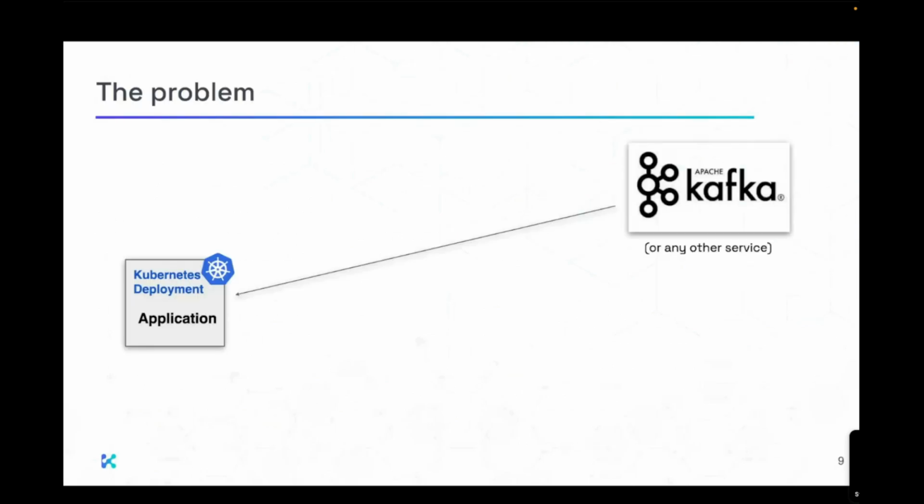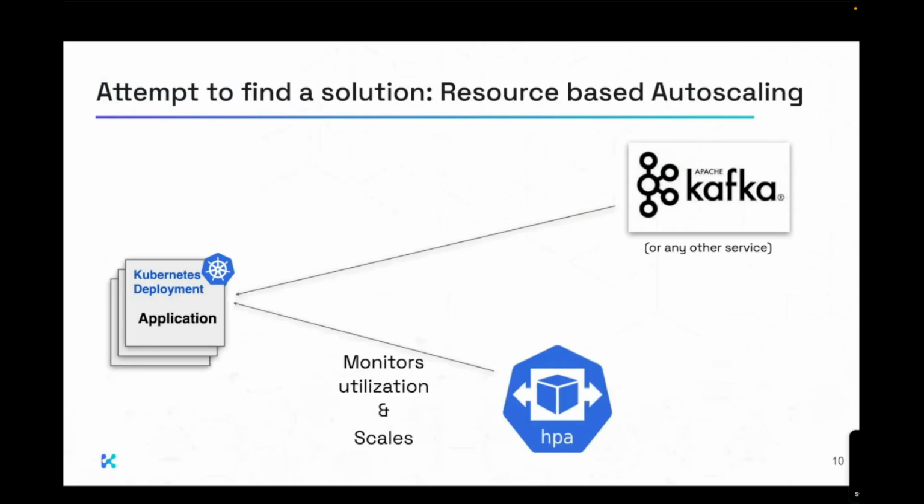All right, so the autoscaling problem. We have our Kubernetes application, a very typical one, deployed as a Kubernetes deployment. This application is consuming messages from Kafka, probably using Strimzi. So we talk about autoscaling, why it is good. So let's autoscale this application, right?